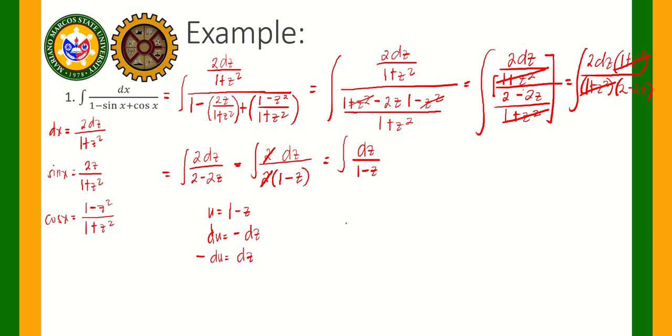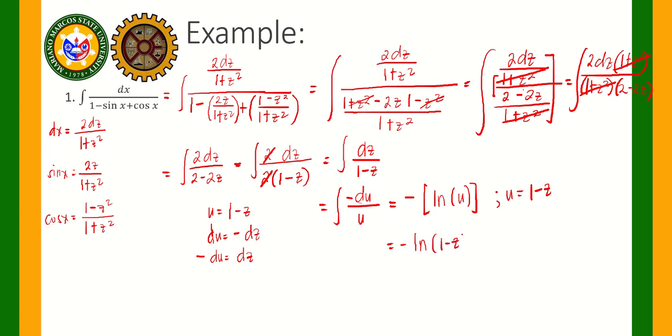And then, plug it in here. So, this will be equal to, what is our dz? Negative du all over what is 1 minus z? That is u. Okay? So, isolate the negative. What is the integral of du over u? That is equal to ln of u. And then, substitute back u. What is u? Our u is equal to 1 minus z. So, this is equal to negative ln of 1 minus z.